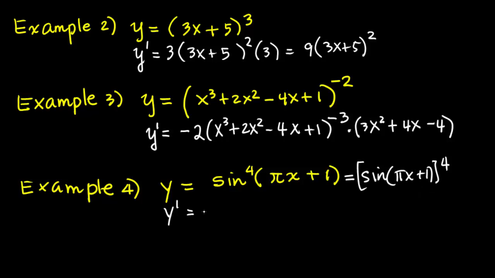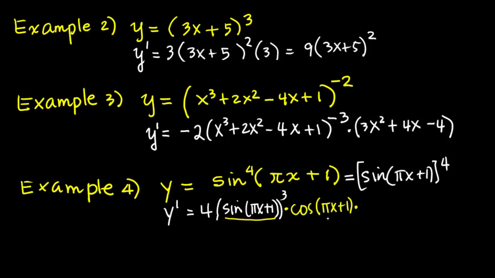So let's do it one step at a time. What is the big picture? Something was raised to the 4th. So use the power rule. 4 times that something cubed. Okay? So it's what's sitting here. Sine of pi x plus 1. All right. Now, we don't stop there because what happens? We got to take the derivative of the inside. So we multiply that. And what is the derivative of a sine function? It's cosine of its argument, pi x plus 1.